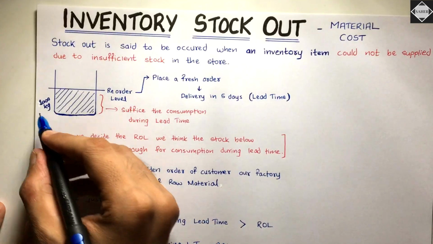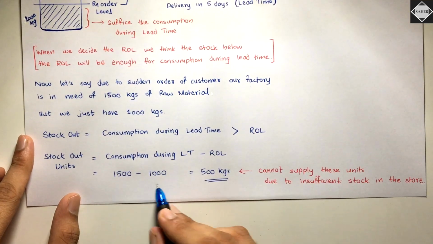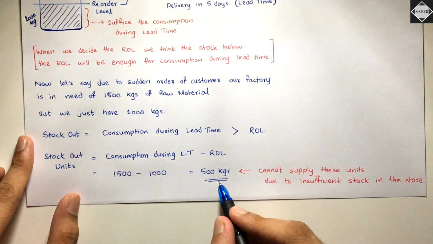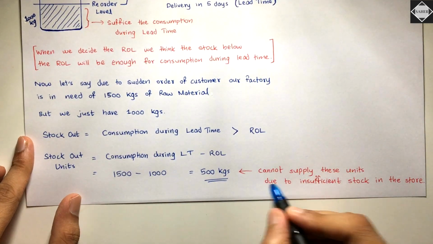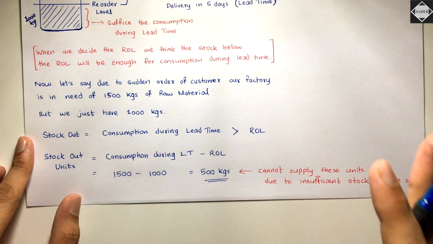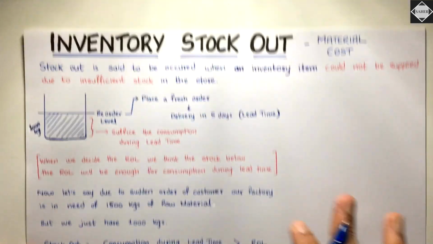Reorder level. That means whatever we have right now at the reorder level, we have only 1000 kgs. So when you subtract that, you find out a 500 kg shortage is there. So we cannot supply these units due to insufficient stock in the store. Is it clear? This is called the situation of stock out.